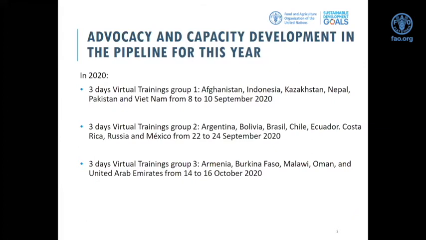Then in terms of advocacy and capacity development this year, as I mentioned in my previous presentation, we already conducted a 3-day virtual training for group one, which included predominantly Asian countries, from 8 to 10 September. You were the second group of countries that got trained on the methodology. And then the third group will happen in October, for the rest of the Middle Eastern and Asian countries and some African countries. Sorry, African and Middle Eastern countries.